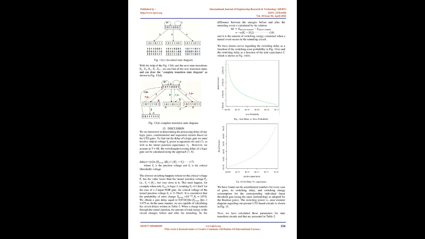This must happen, for example, when only 1 input is logic 1, resulting in a critical voltage equals 11.8 mV for the case of a 2-input NOR gate, where the tunnel junction voltage is 11.58 mV.